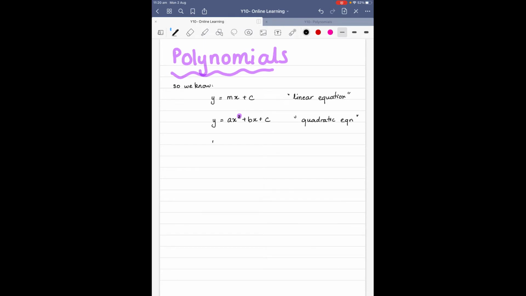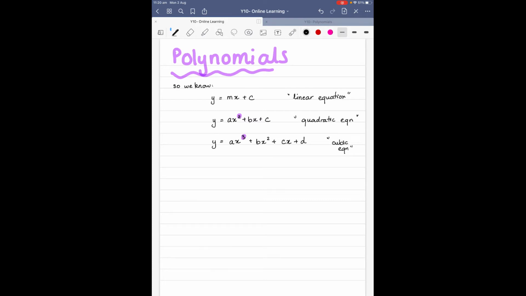Let's go up one further. Our highest power could possibly be 3. So ax cubed, bx squared because we're going to go one power less, cx, that's to the power of 1, and no x, which is plus d. So a, b, c, d can be any number in your equation. Because 3 is the highest power, we know that this equation here is a cubic equation.